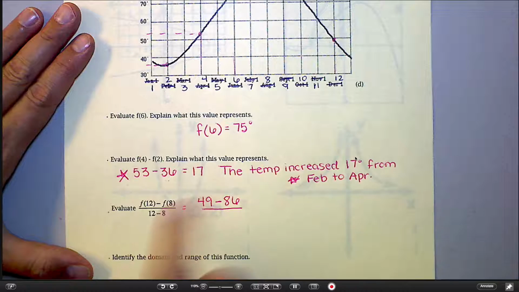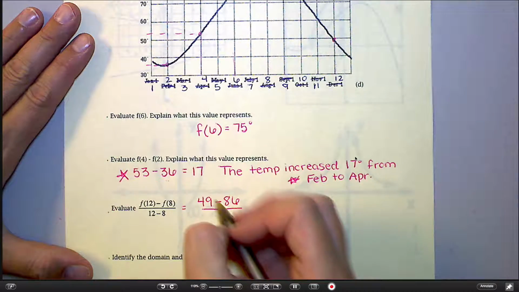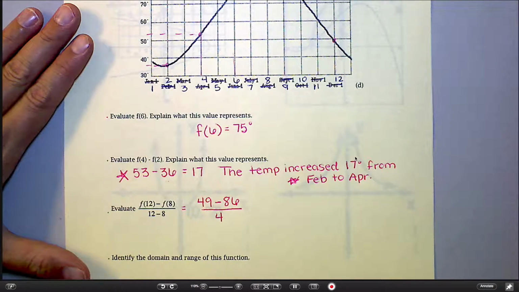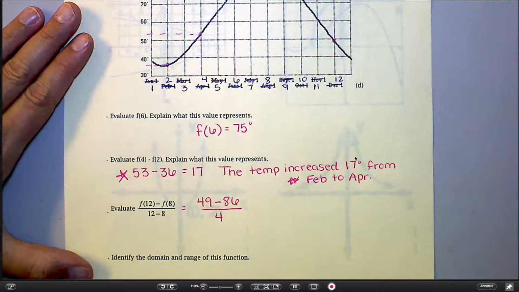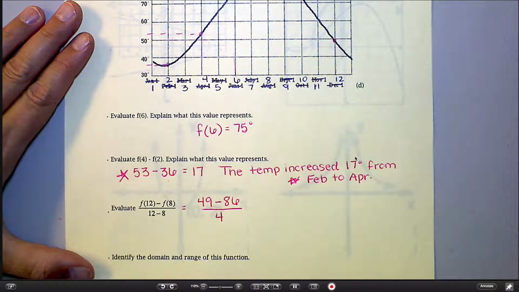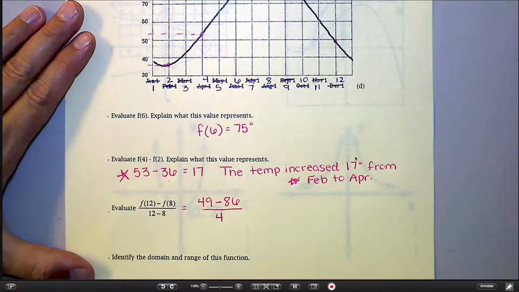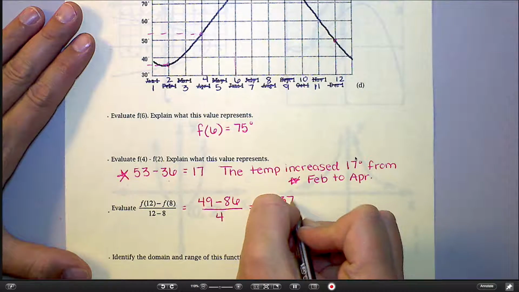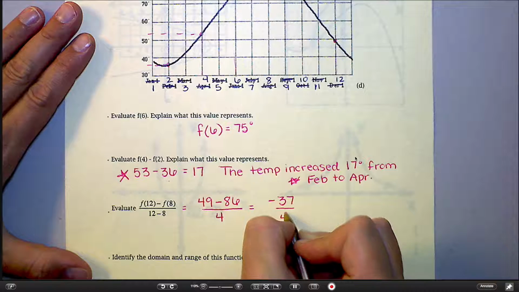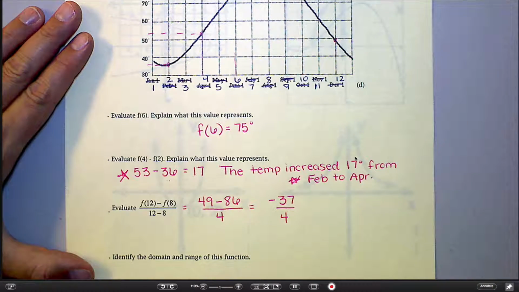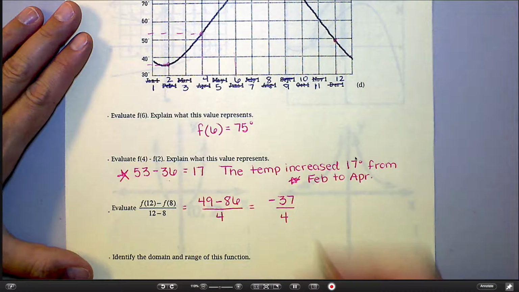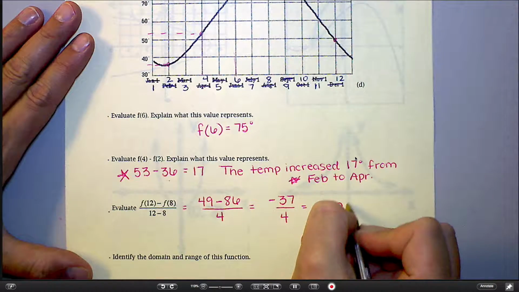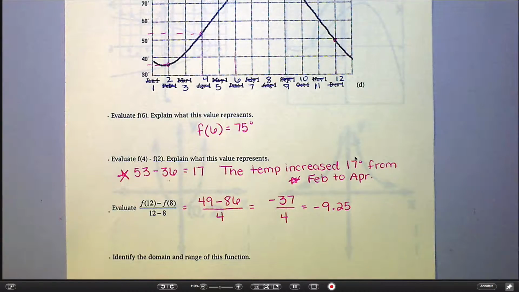And then on the bottom, it just wants me to subtract 12 minus 8, which is 4. We did one kind of like this yesterday. All right, I'm going to cheat. 49 minus 86, negative 37. And then I'm going to go negative 37 divided by 4 is negative 9.25. Now, what does that one mean when I divide like that?